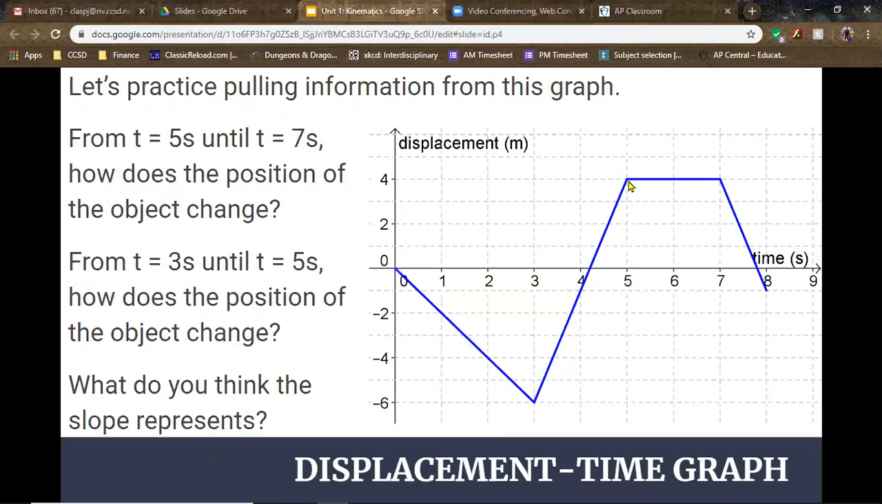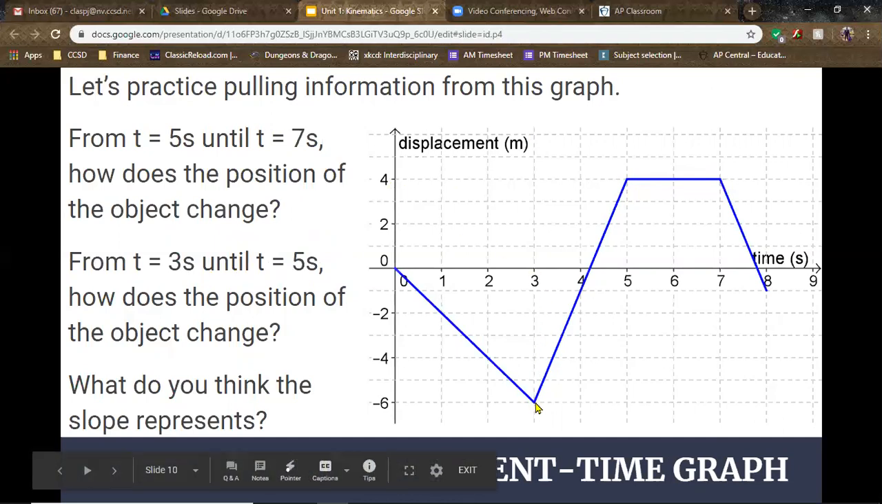So we go to 5 seconds and we look all the way until 7 seconds. What do you notice? Well, the position stays at 4 meters. It doesn't change its position at all. So we would say that the object from 5 seconds to 7 seconds is stationary. It is not moving.